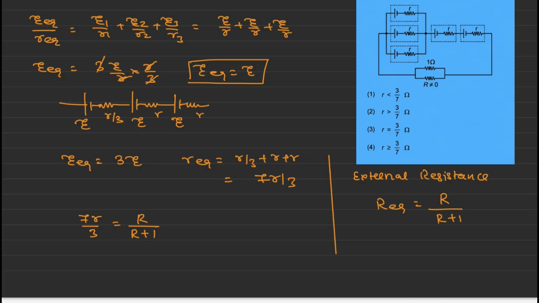If you are able to see, we can say one thing. This right side ratio is less than 1 because the denominator is big. So you can say 7R by 3 must also be less than 1. It means R value will be less than 3 by 7. So if you follow this particular method, the correct answer that we are getting is option number 1.